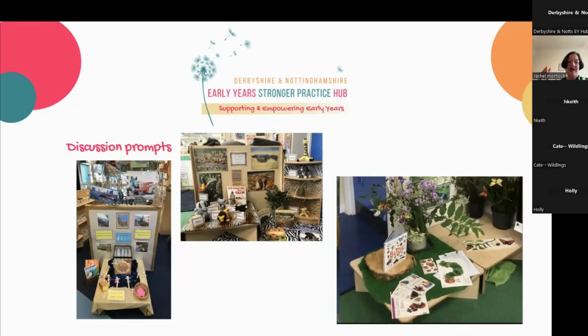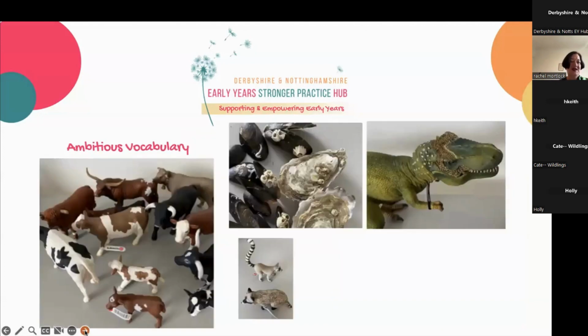But the importance of it is that it's not overwhelming with language. There's lots of photographs, but they've thought really carefully about the language, and it's the role of the adult in talking to children. And then when those areas have been in place for a longer time, what you see is that children start to take over and start to have that conversation.